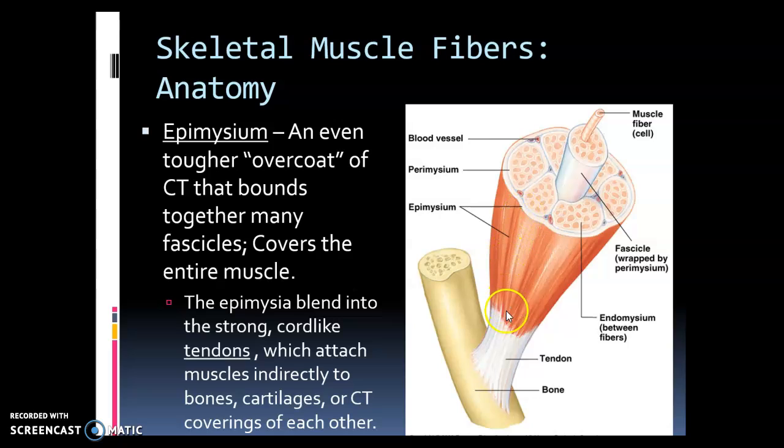Epimysium is on the outside of the muscle. So that basically holds everything together. So it's holding all of these little bundles together.